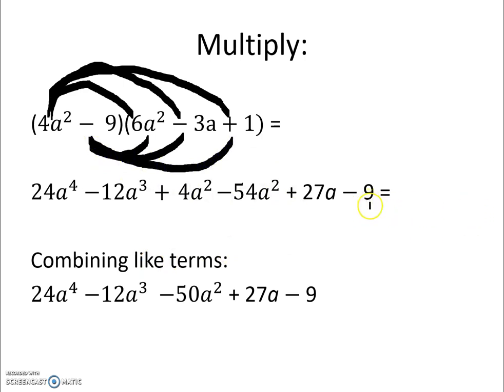When we combine like terms, there are no other a to the 4th, so we have 24a to the 4th. There are no other a cubed, so we have minus 12a cubed. But we do have two a squared terms, plus 4 minus 54, for a total of a negative 50a squared. And then we simply have plus 27a minus 9 for our answer.